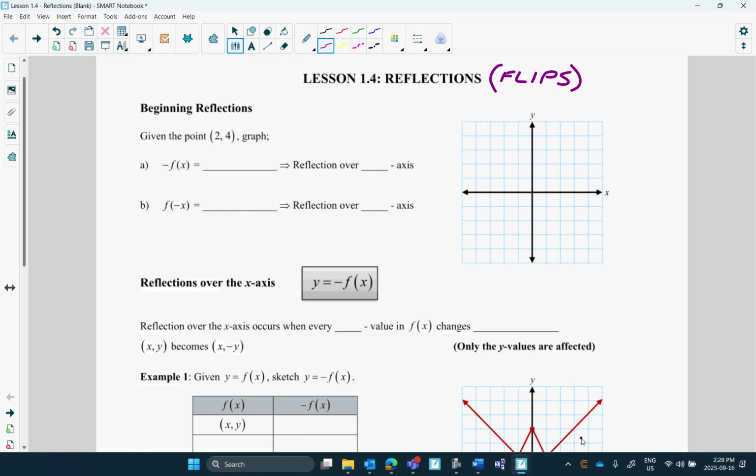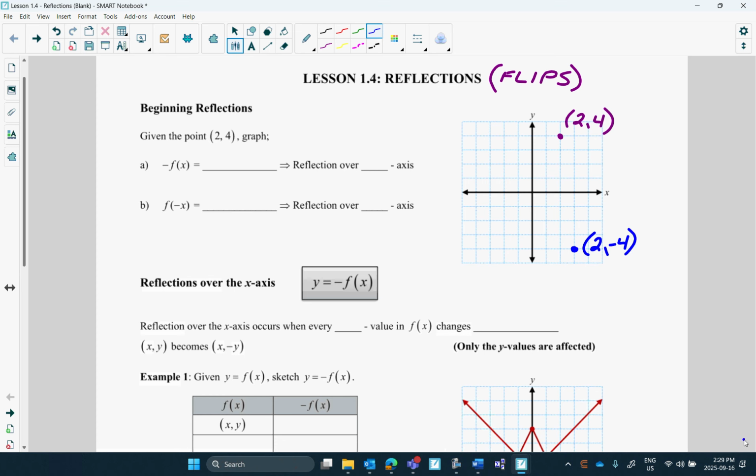So let's say we have the point 2, 4. If I flip it over the y-axis, where does it end up? Negative 2, 4. You sure? If I flip it over the x-axis... No, I said over the x-axis. What is it? 2, -4. What changed? The y value.